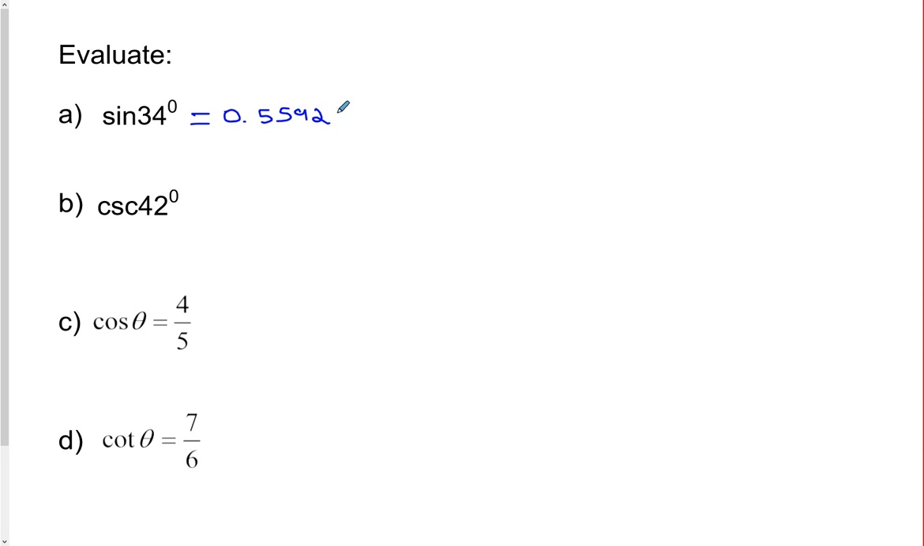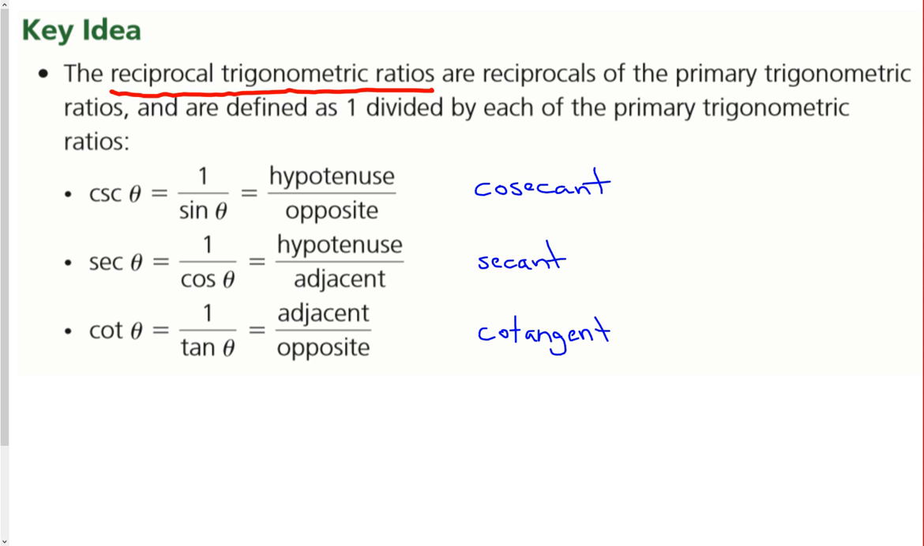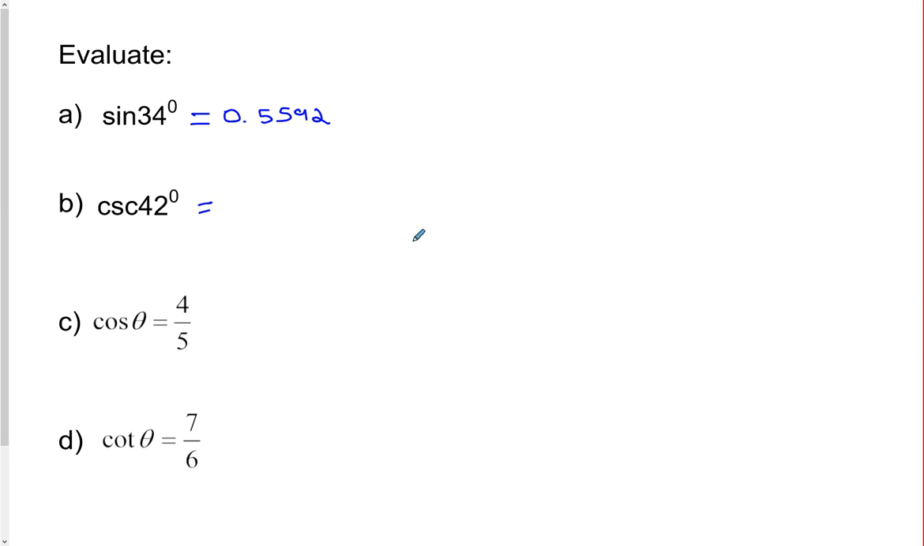No problem. Now cosecant 42 degrees, a little different. What this really means, we say first of all, cosecant goes with what? Cosecant goes with sine. We have to flip back to our little chart here to remind ourselves. So it's the inverse of sine. So what I can do is I can actually write this as 1 over sine of 42 degrees.